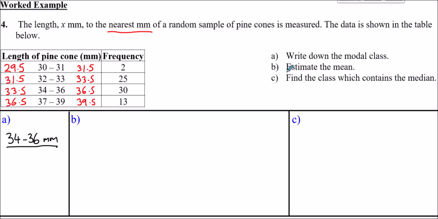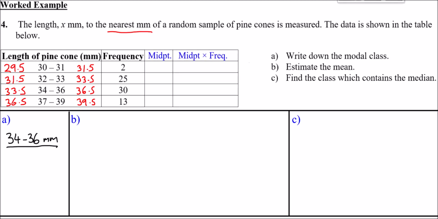Part B, estimate the mean. What we need here, like before, is 2 extra columns for midpoints and midpoint times frequency. So here we have it. Now to work out the midpoints, what we're going to do is we're going to average out these values in red for each row.